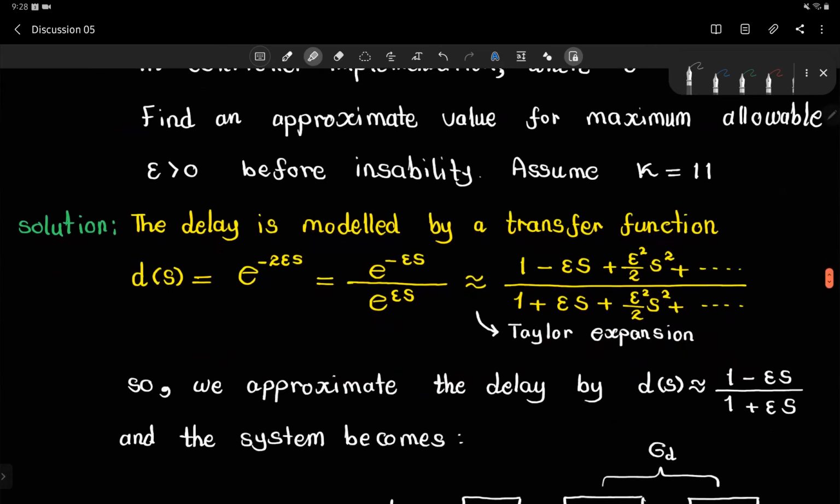So we approximate the delay by adding a right half plane 0 and a left half plane pole, right? Because epsilon is positive, so this is a right half plane 0, and this is a left half plane pole.